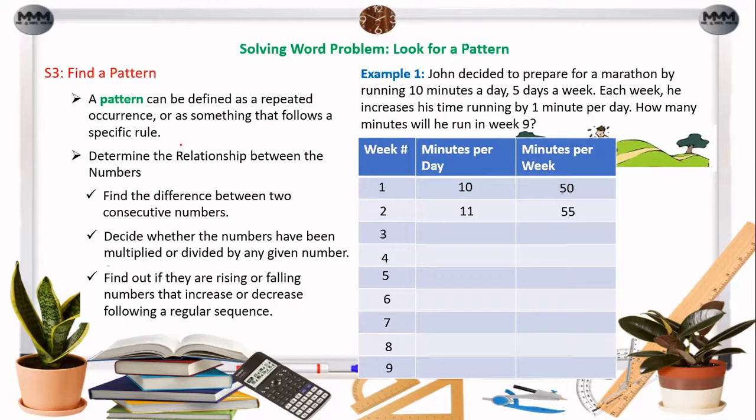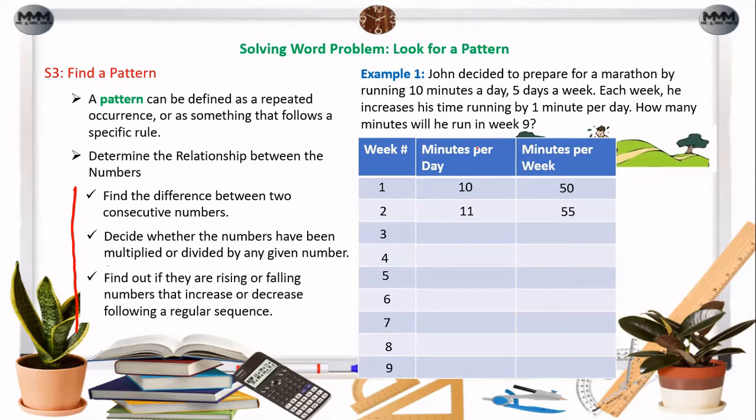Now, these three are the most common ways to check if there is a pattern. So let's go back to our table here. If you're going to continue here, we can have an entry for week 3, so that we can really determine the relationship between the numbers, or we can find a pattern out from these entries.